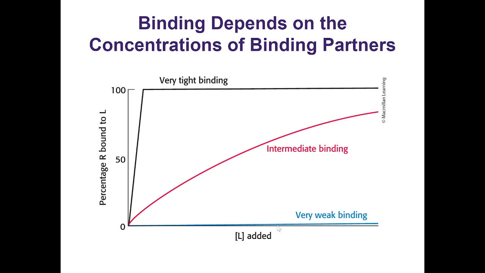At any given concentration of L, this would have a low complex formation. Does that make sense?